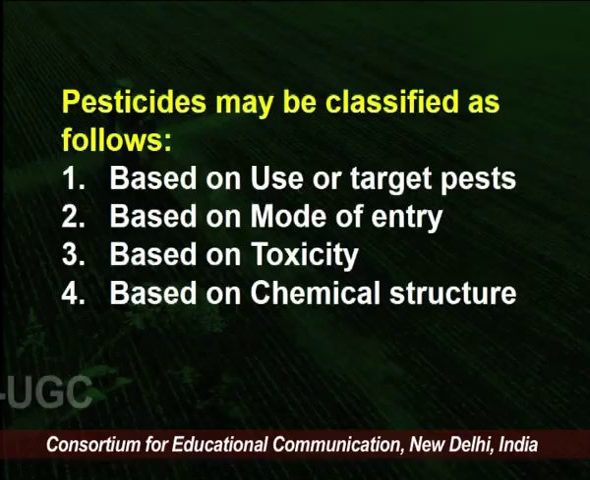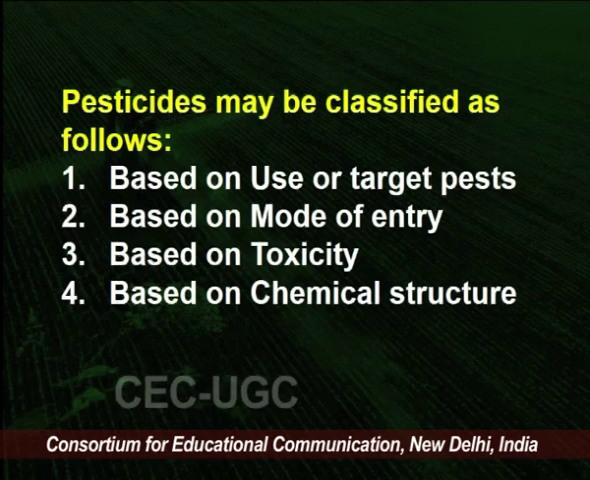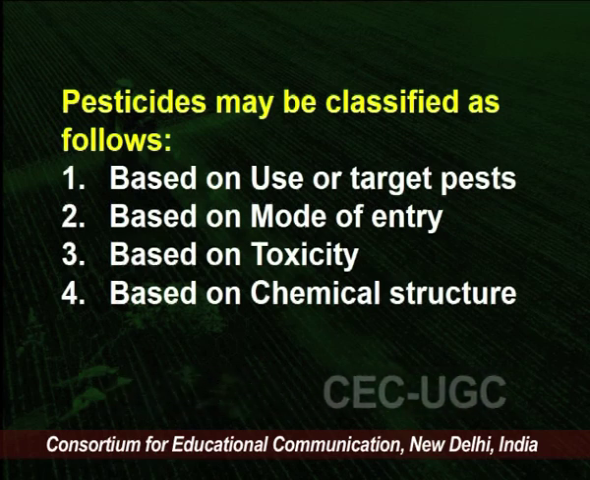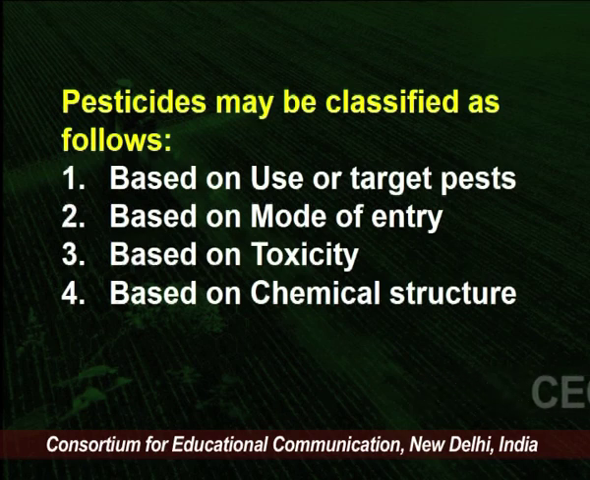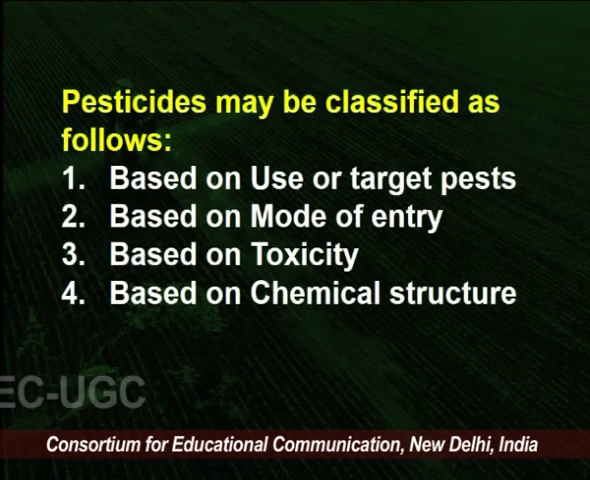Agrochemicals are the chemical products used in agriculture. In general, agrochemicals refer to pesticides, although fertilizers are also part of agrochemicals, but mainly this term is now synonymous with pesticides. Classification of pesticides: pesticides may be classified based on the use or target pest, based on mode of entry, based on toxicity, and based on chemical structure. These bases describe how a pesticide will interact with the agriculture crop: their type, how they are used, the mode of entry, toxicity and chemical structure.